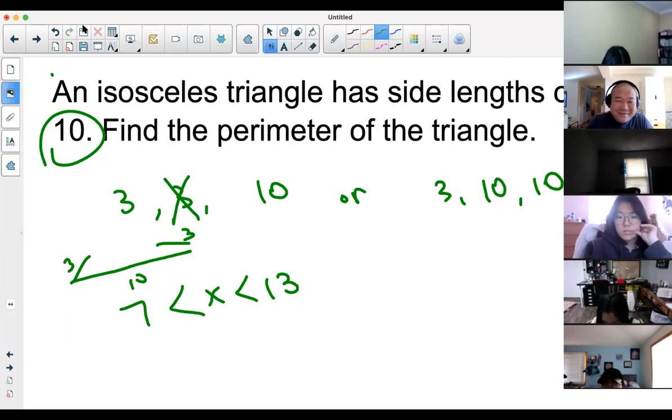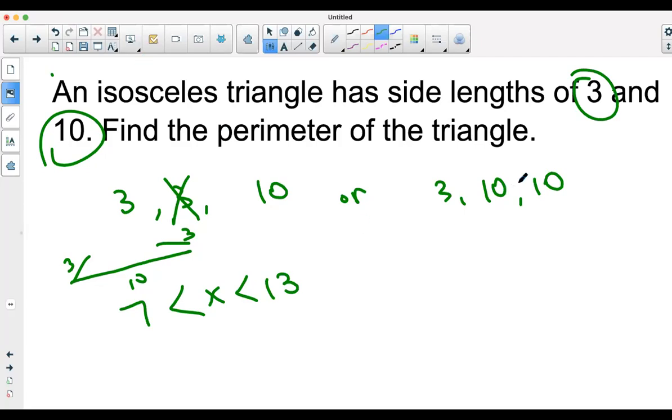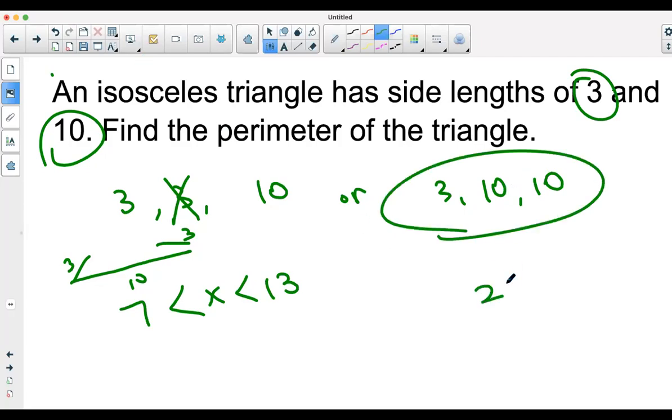But if I have 10, 10, 3, then I should be able to get the triangle. So this one works. Therefore, my answer is 23. How about that, guys? Is it okay? All right. Now, we're just going to do one more practice here. This time, I'm going to do a bit shorter practice.